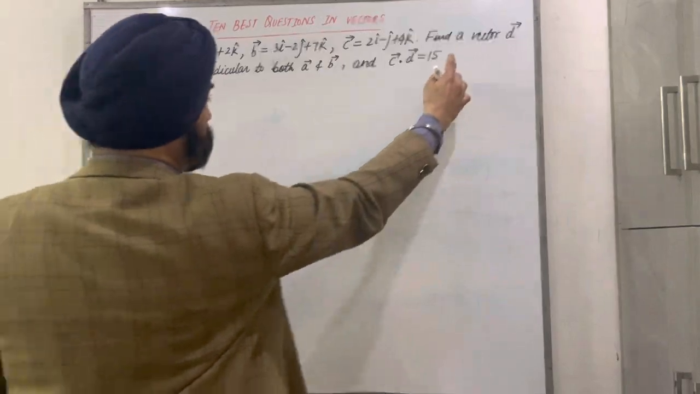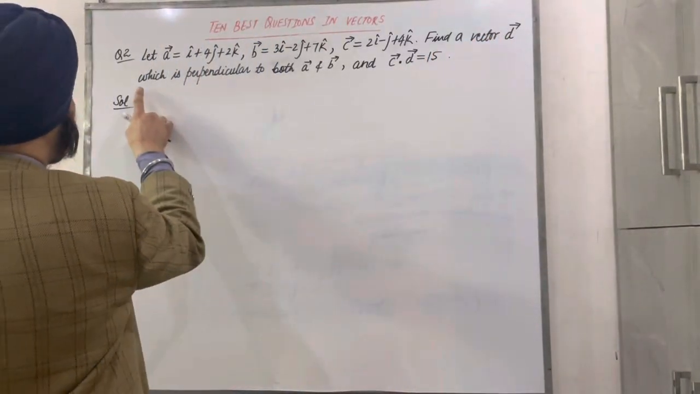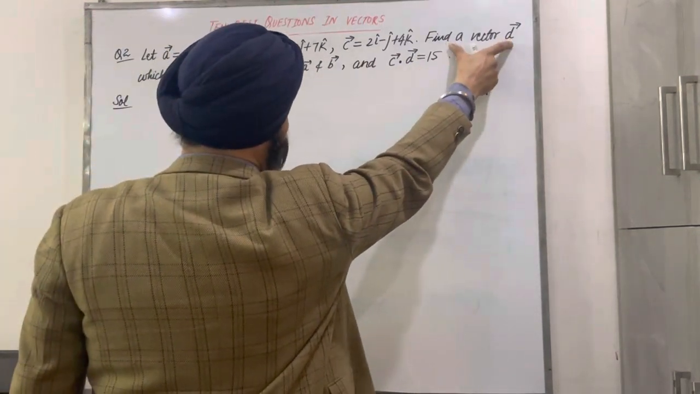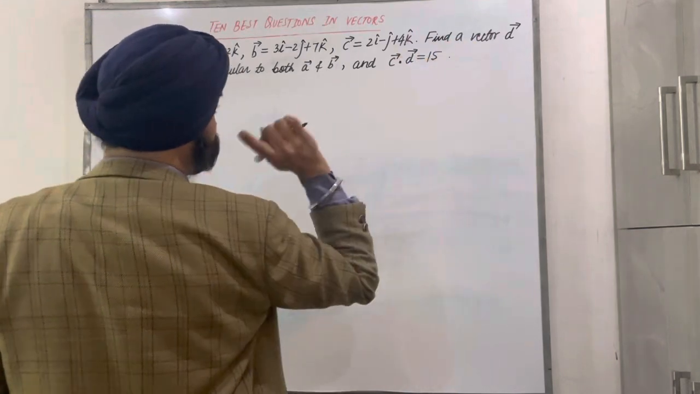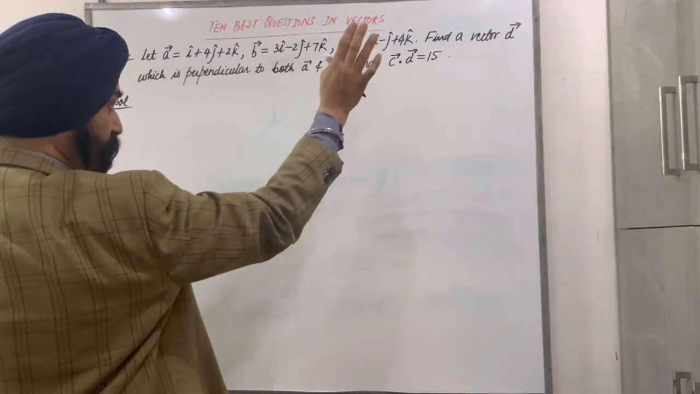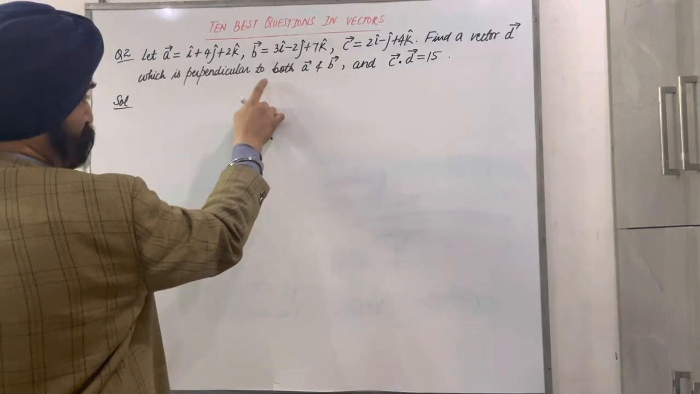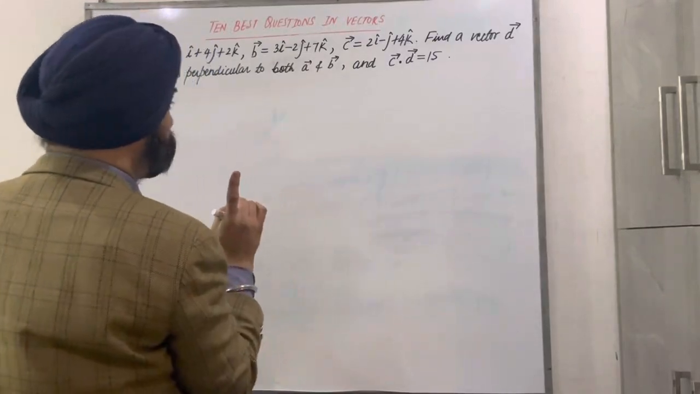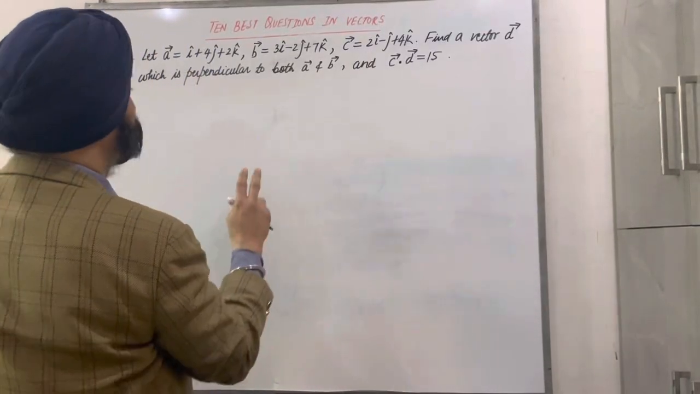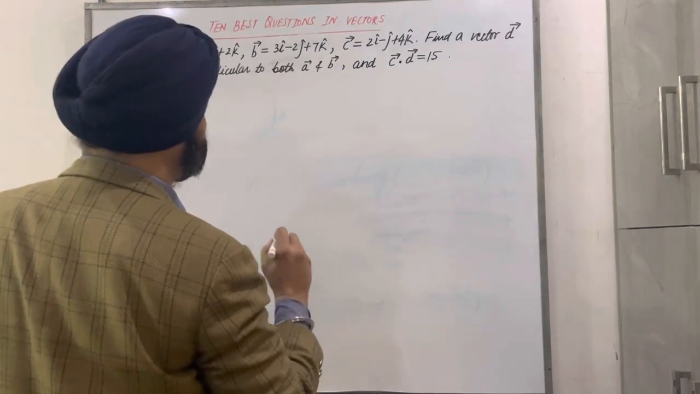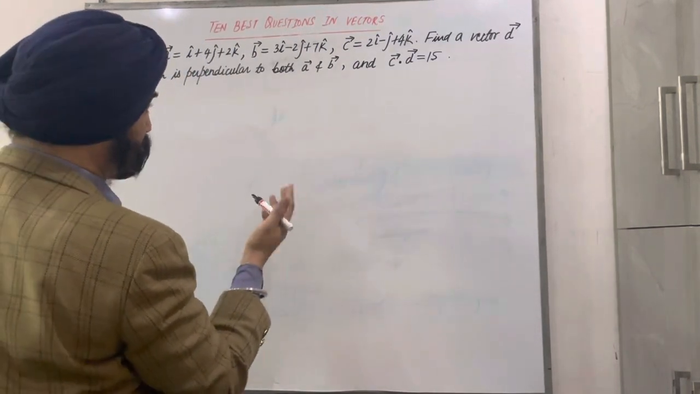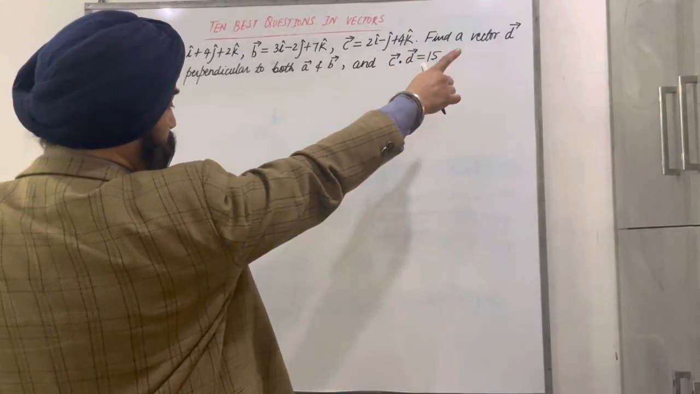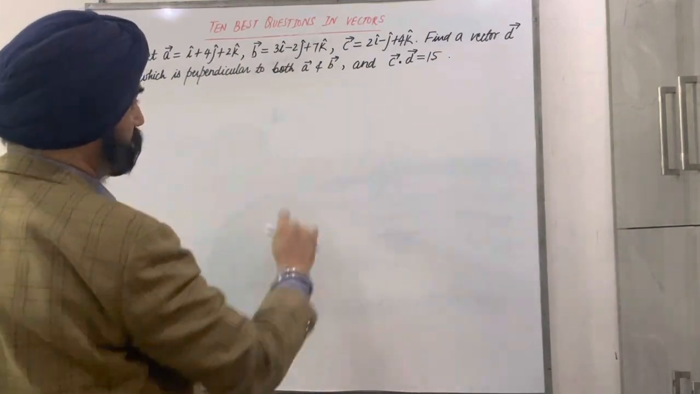Now you are being asked to find a vector D which is perpendicular to both A and B. When we talk about this portion of the question, you have to find a vector D. And what is special about D? It is perpendicular to both vectors A and B. In vectors, if we take cross product of two vectors, it always points in a direction which is perpendicular, you can say, to the plane containing both the vectors A and B.